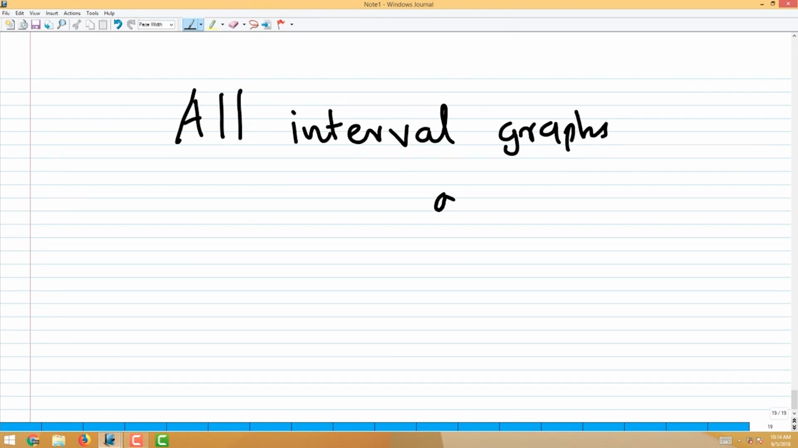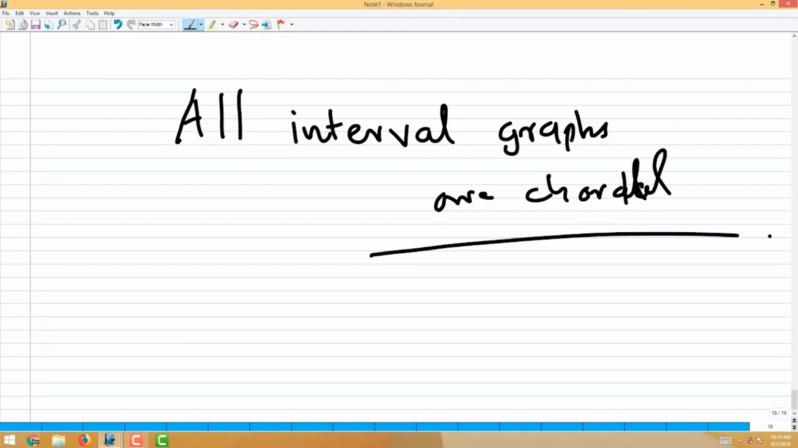What is the conclusion? The conclusion is that all interval graphs are chordal. All interval graphs are chordal. But then you will ask me, are there chordal graphs which are not interval graphs? Is it possible that chordal graphs are essentially interval graphs? Can you think of some chordal graph which is not an interval graph? See, one thing you can notice is all trees are chordal graphs.